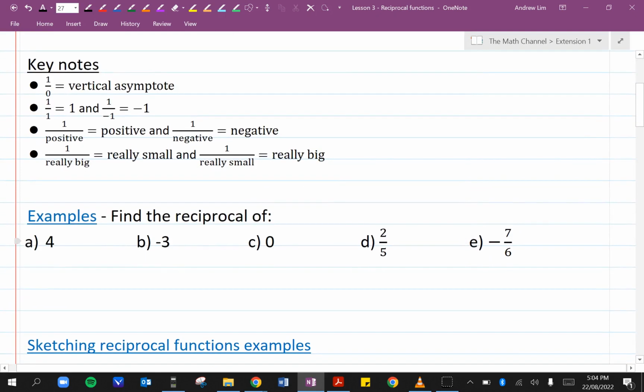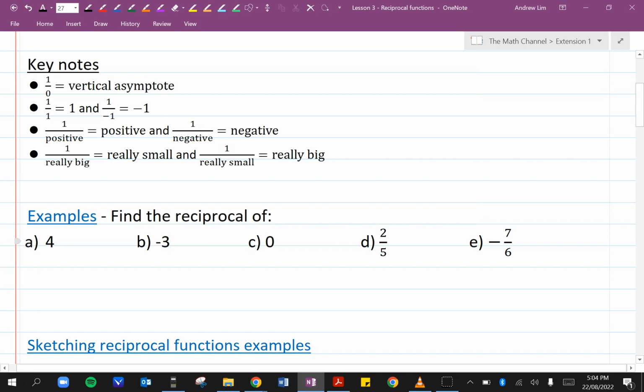1 divided by 0 is not possible, so we'll get a vertical asymptote. 1 over 1 is 1. 1 over minus 1 is minus 1. 1 over something positive is a positive answer. 1 over negative is a negative answer. 1 divided by something really big will give us a really small answer. And 1 divided by something really small will give us a really big answer.